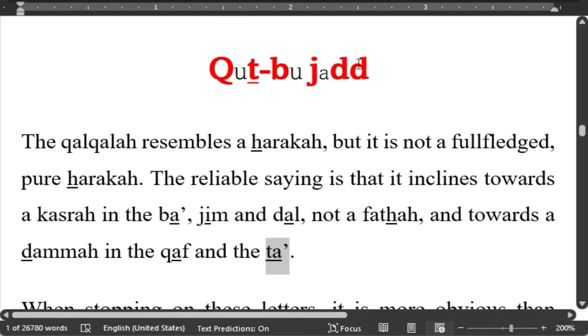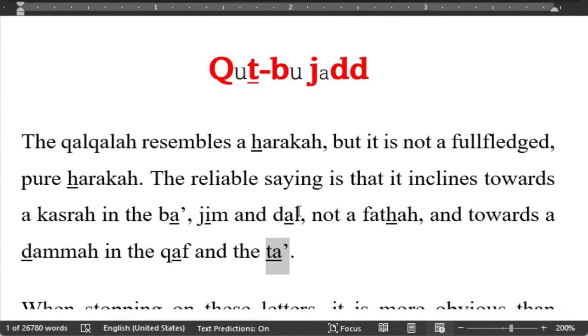So those are your 5 letters of qalqalah, and those are your 2 sounds. One qalqalah leaning towards a kasra, and one leaning towards a dhamma. Of those 5 letters, 3 of them lean towards a kasra, and 2 of them lean towards a dhamma. And please feel free to ask if you have any question.